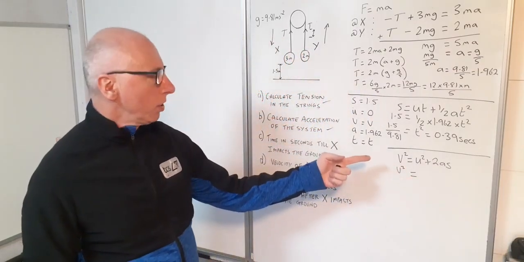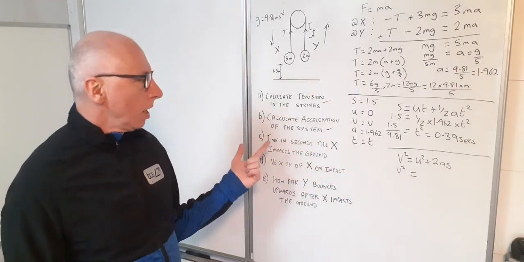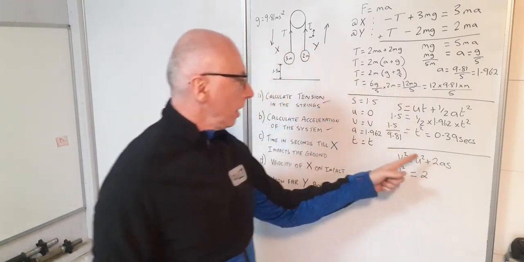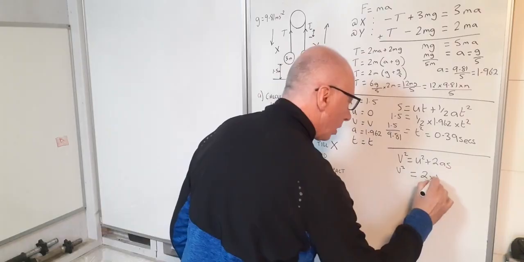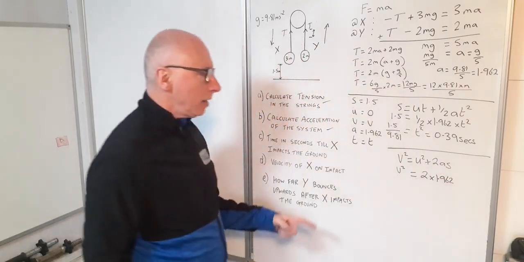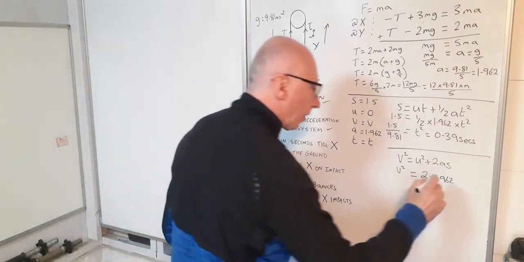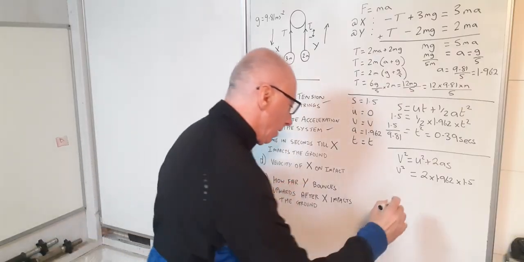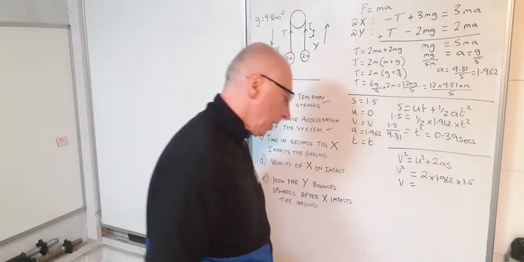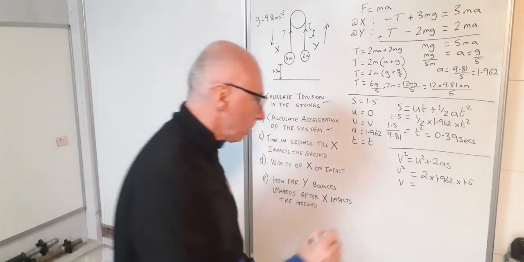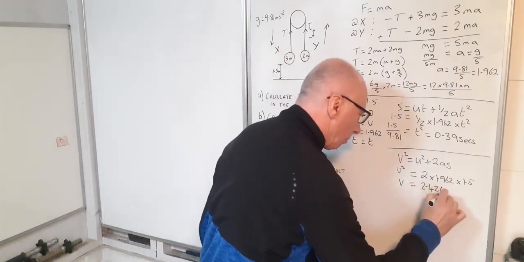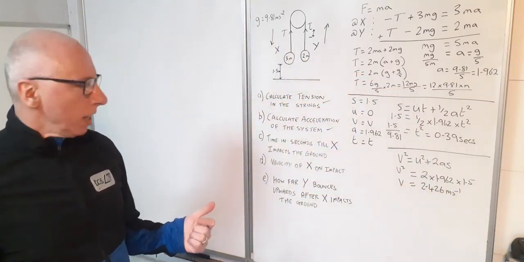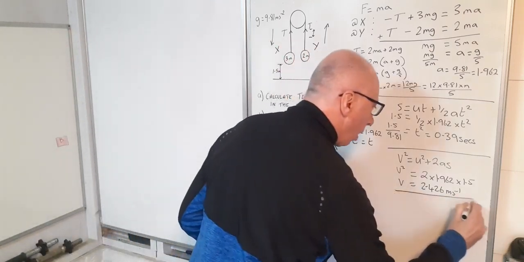U squared is my initial velocity. Well, that's just going to be 0. And 2, yeah, I need 2. A is 1.962. And S is our displacement, which is 1.5. Okay, so then I can plug that into my calculator and I'll get V is approximately 2.426 meters per second. So you can do that in your calculator and take the square root of it. I'll leave that for you guys to check. So that'll be the velocity on impact.